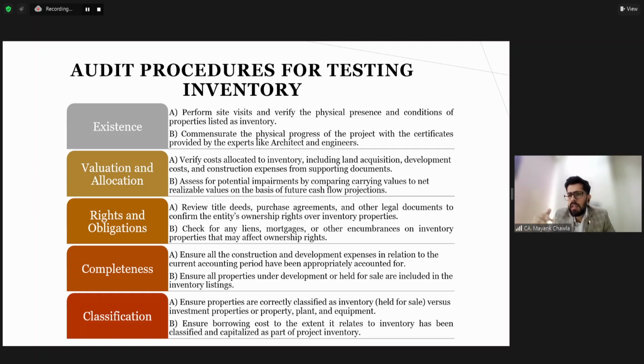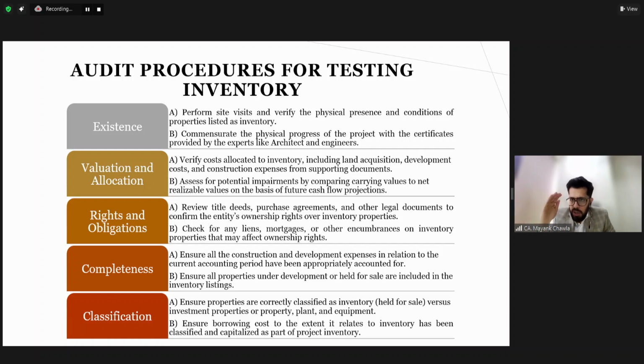To give an idea, anything which is held for sale has to be classified as inventory. Anything which is there for leasing purposes may be classified as investment property, and anything that they are creating for self consumption, maybe the head office building created for their own office, may have to be classified as property, plant and equipment. So all the inventories held for sale have to be recorded as part of the inventory, and the construction and development expenses in relation to the current period have to be recognized and should not be deferred, and vice versa, the cutoff has to be ensured.